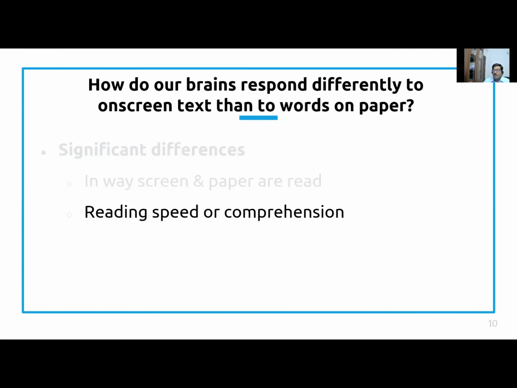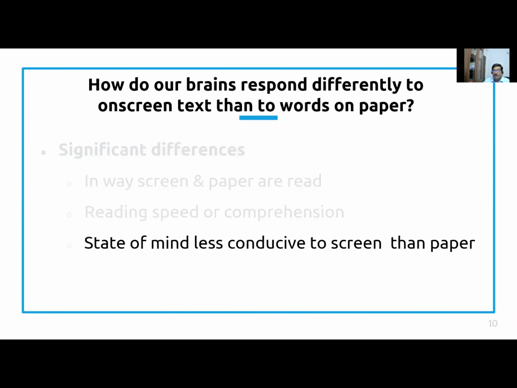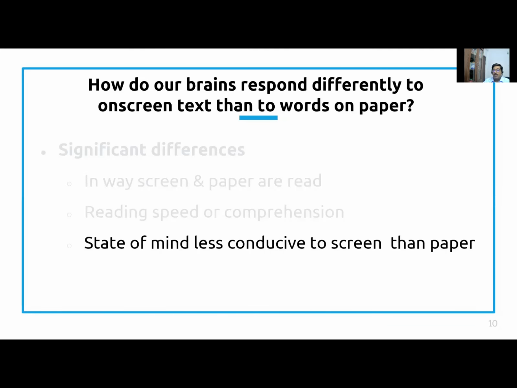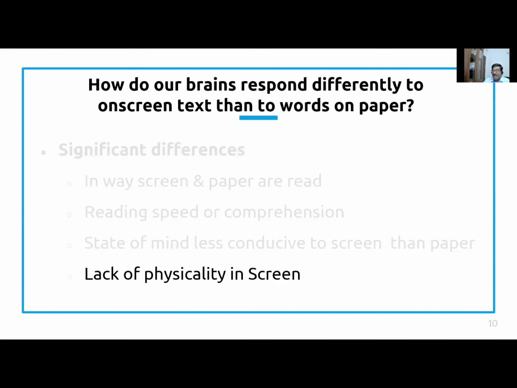We love books and papers rather than reading on screen, whereas the millennials are more comfortable with screens than with books. It is more to do with the state of mind, as we are less conducive to screen than paper. And we don't experience the physicality of touching the paper, feeling it, grading it in actuality.